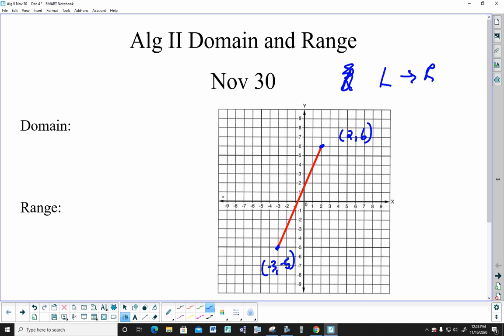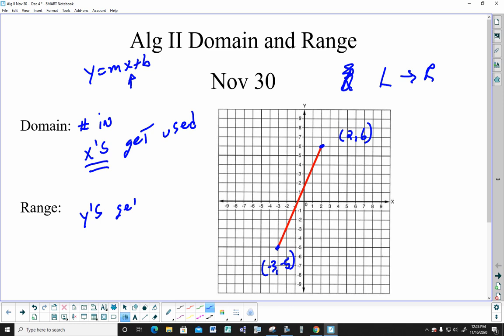Domain, when you're looking at a graph, is still what we were talking about. It's the numbers you're allowed to put in, but it's also the x's that get used. X's are what you input into an equation. Think of the little lines that we've been doing. You fill in an x to find the y value. Domain is your x's that get used. Range are the y's that get used. It's your outputs. This would be your inputs. Okay?